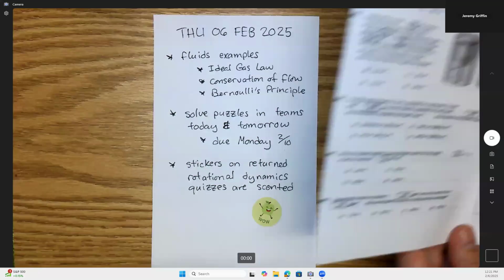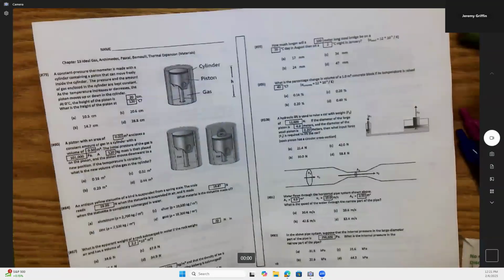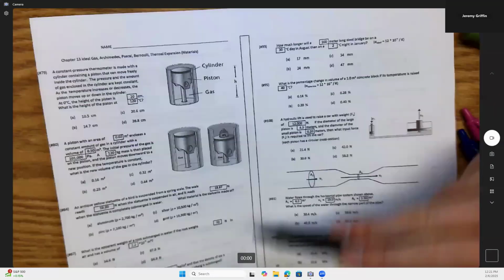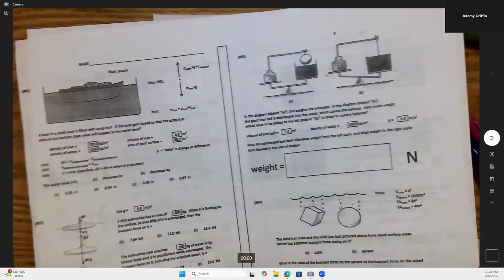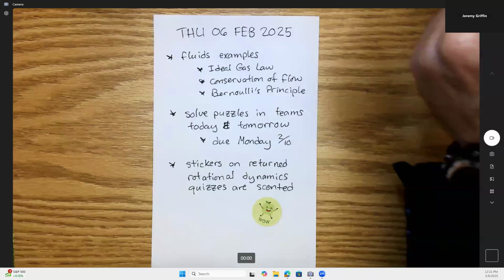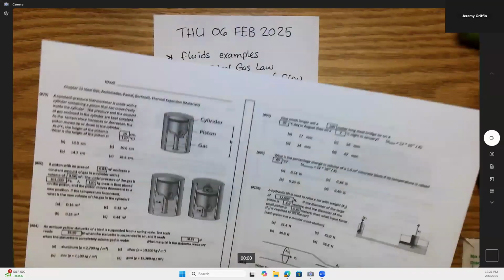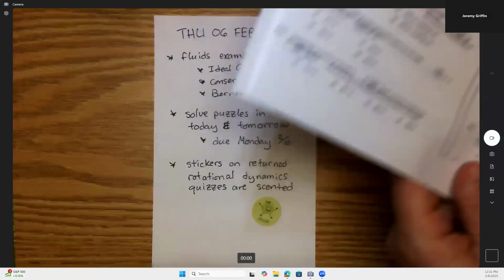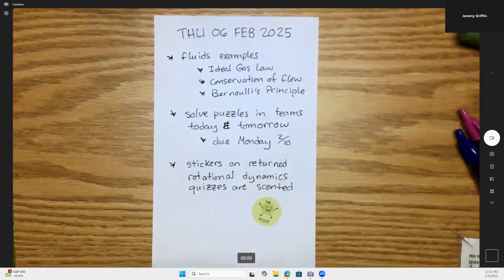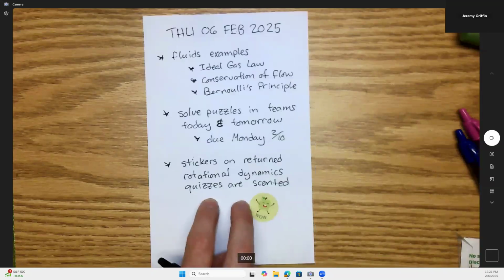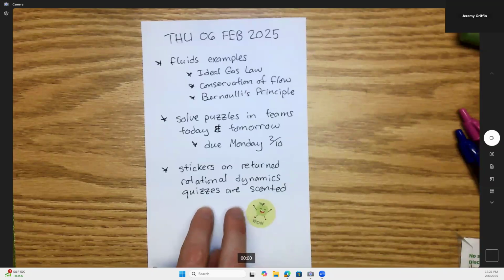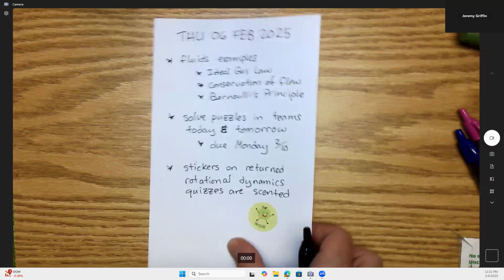There's going to be about probably 15 minutes at the end of class today. I'll give you guys time to work on these puzzles I just handed you. So some of these are chapter 13 puzzles, and if you flip it over, there's some additional puzzles here. My plan for tomorrow is to give you all day class tomorrow to also work on these. You can work in teams, help each other out. You know I make like 100 different versions of these, so there's plenty of different versions, but they're all the same type of questions, just different numbers. Oh, and I did give you your rotational dynamics quizzes back in your folders, and they have scented stickers. Oh yeah, that's fun.